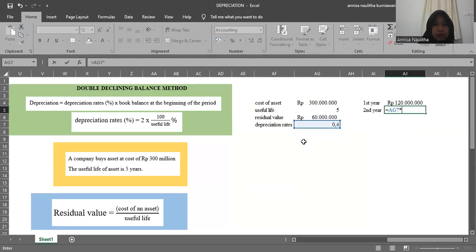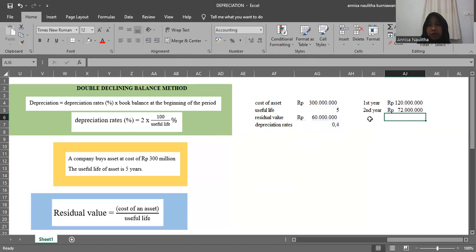And for the second year, depreciation rates times book balance at the beginning of the period for the second year is cost of asset minus first year depreciation. And for the second year, the depreciation is 72 million rupees. And so on for the following year until the useful life of the asset ends.